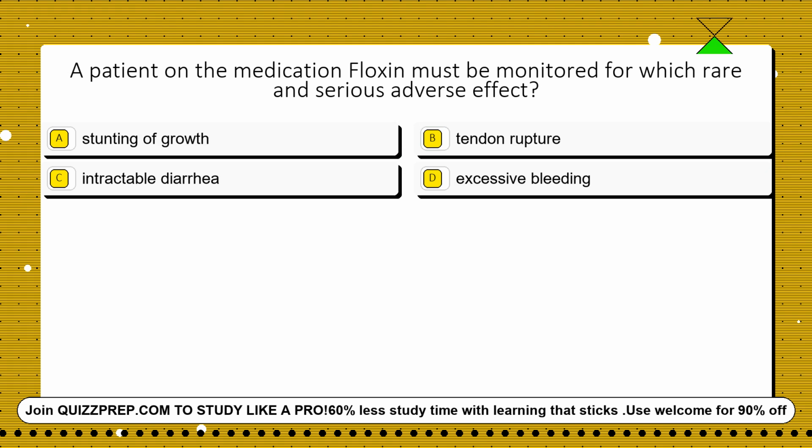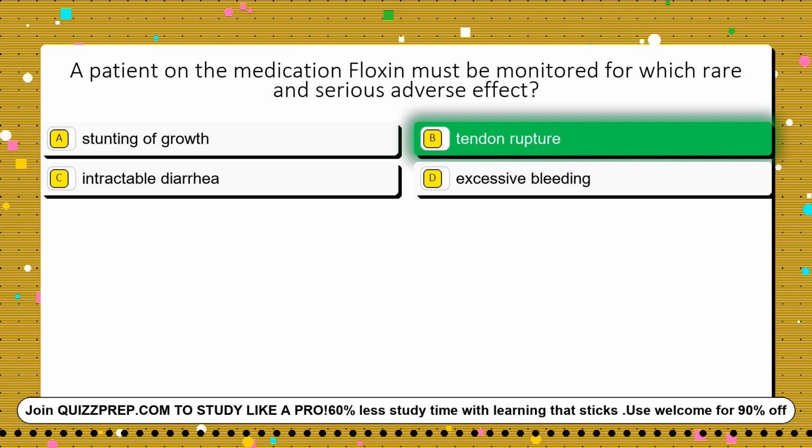Question 23. A patient on the medication Floxin must be monitored for which rare and serious adverse effect? Option A, stunting of growth. Option B, tendon rupture. Option C, intractable diarrhea. Option D, excessive bleeding.